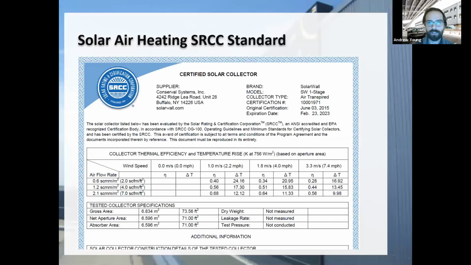Oh, Todd, we've got a question here about whether solar air heating can do all of the heating of the building. Do you want to? Yeah. Do you want me to?